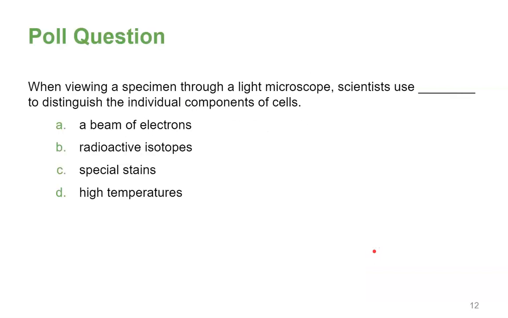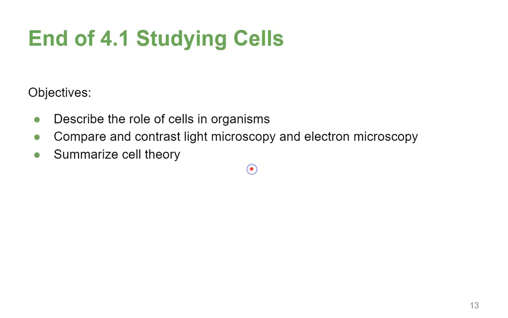Okay, answer this question for me. When viewing a specimen through a light microscope, scientists use blank to distinguish the individual components of cells. So we're using a light microscope. We're going to use C. So special stains are going to be used to distinguish components of cells. It makes it easier to see.